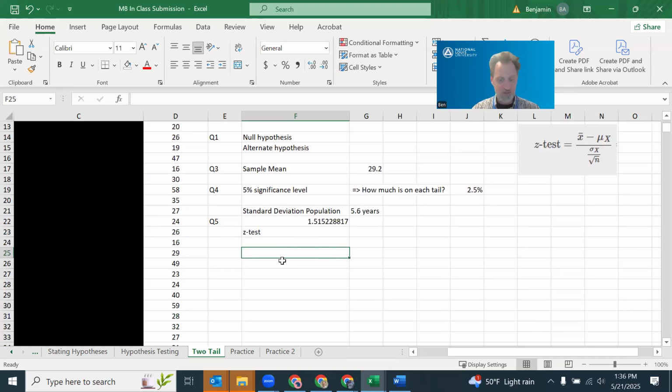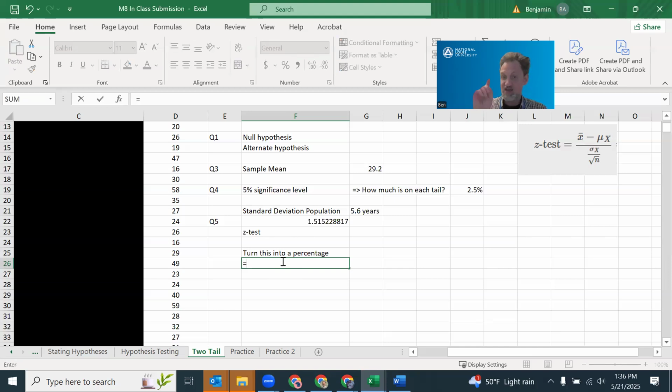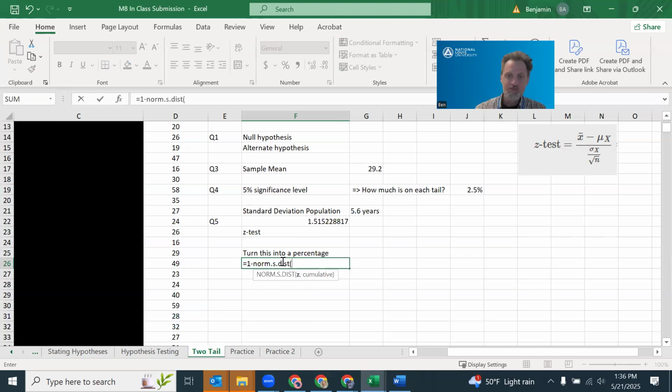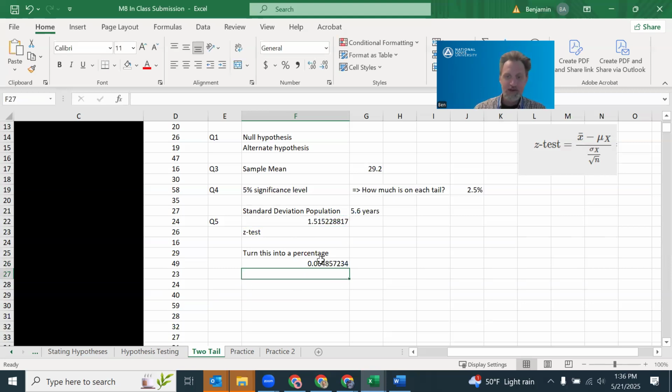And now I have to turn this into a percentage. Your numbers are not going to be the same as my numbers. You might get a different result. Now we're on the high side of the 28, so we're above the mean, positive z-score. And I'm going to turn this into, what's the chance I get that number or higher? 1 minus NORM.S.DIST, z-score, comma, TRUE. And we're looking at a 6% chance.